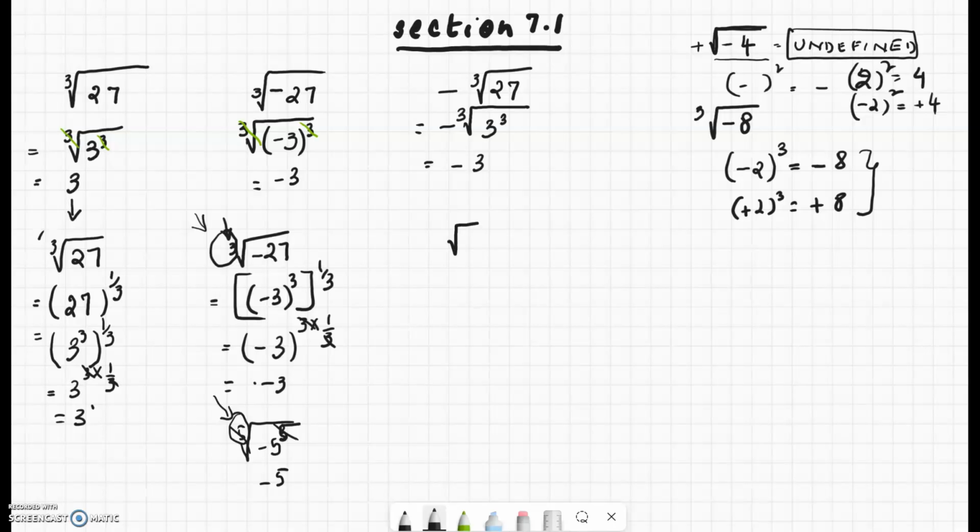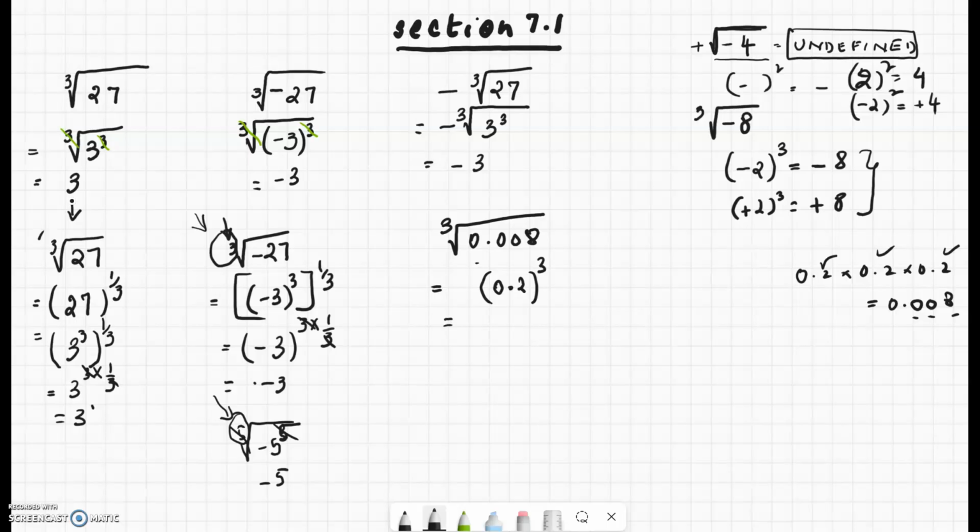So let's just do one more. The cube root of 0.008. So we can think of 0.008 as 0.2 the whole cubed. So 0.2 times 0.2 times 0.2 is equal to 0.008. There are 3 decimal places, and 2 times 2 times 2 is 8. So that is to the 1/3, because it's the cube root, and we get 0.2.